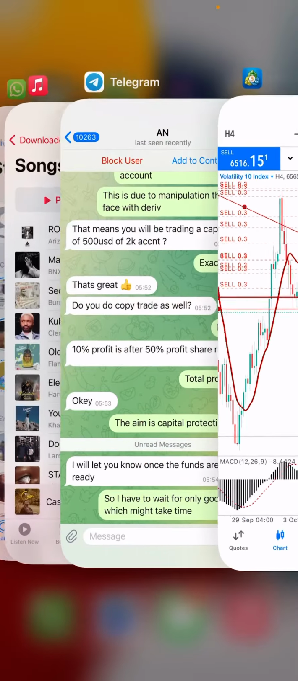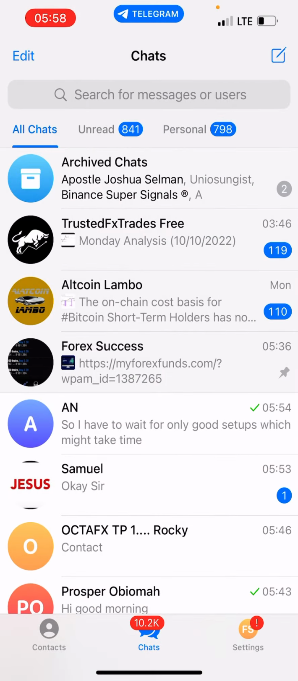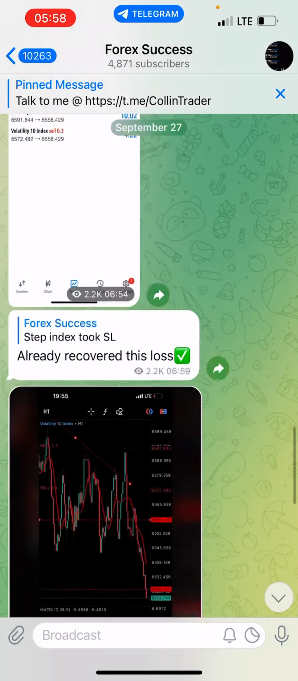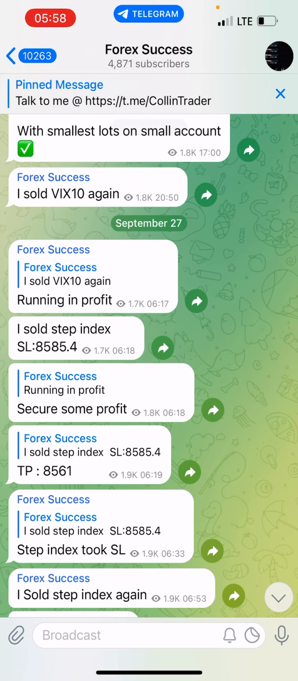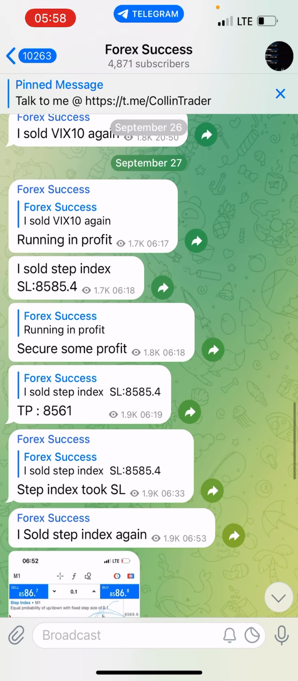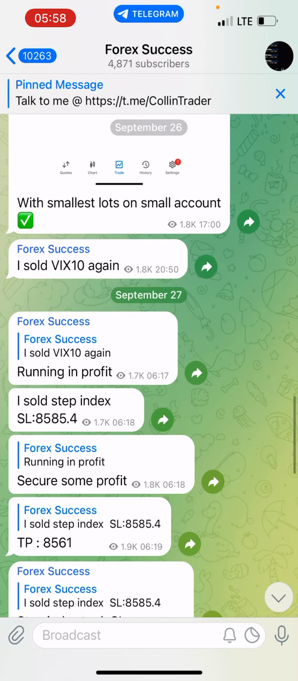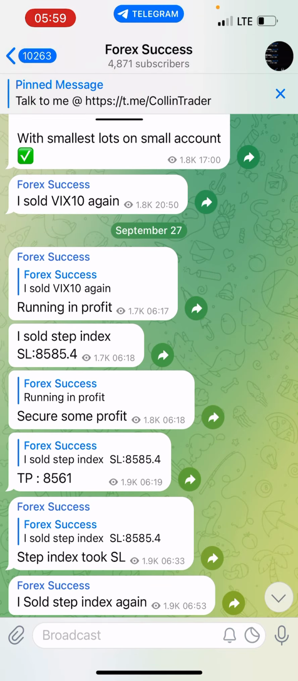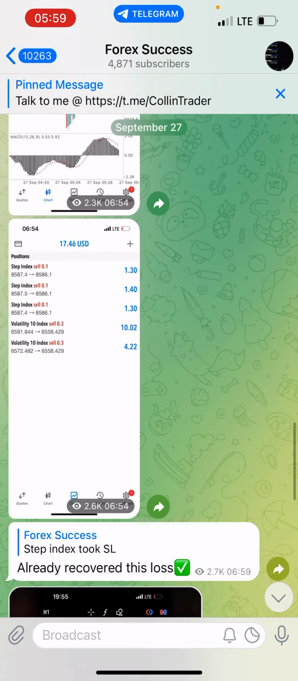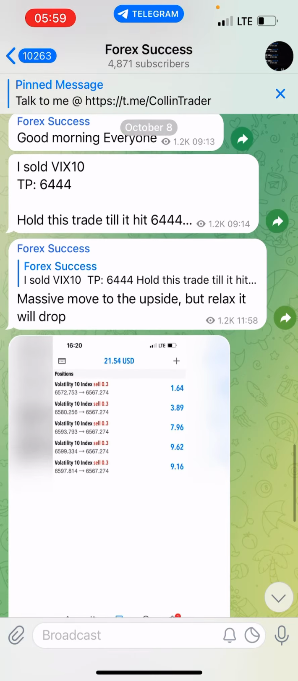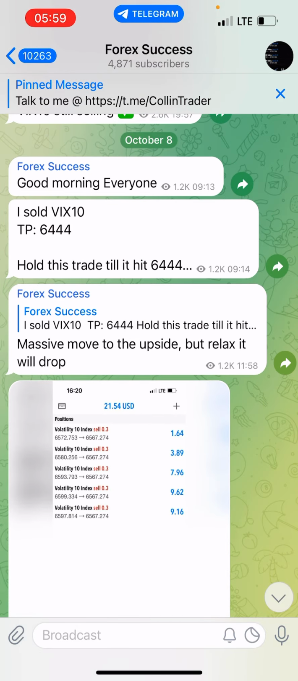And if you check out the group chart, you're going to see where I called the trade. Where is it? Okay, so this is it, September 27. Is it 27? No, I don't think so. Okay, sorry guys. I called this trade October 8. That was, I think, 3 days ago. I called this trade on the group chat.